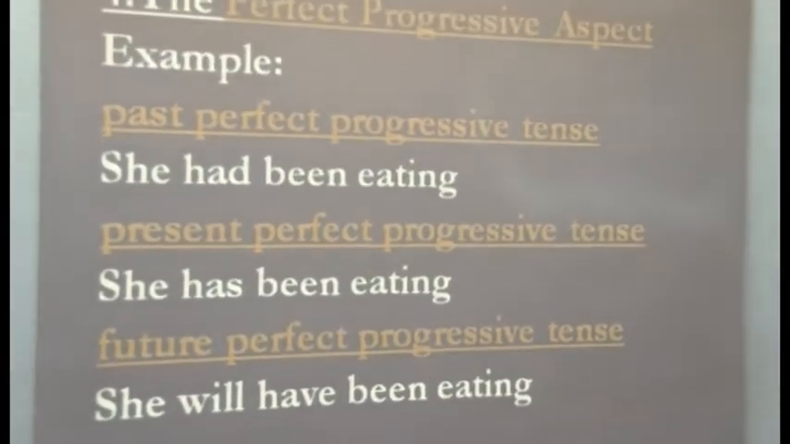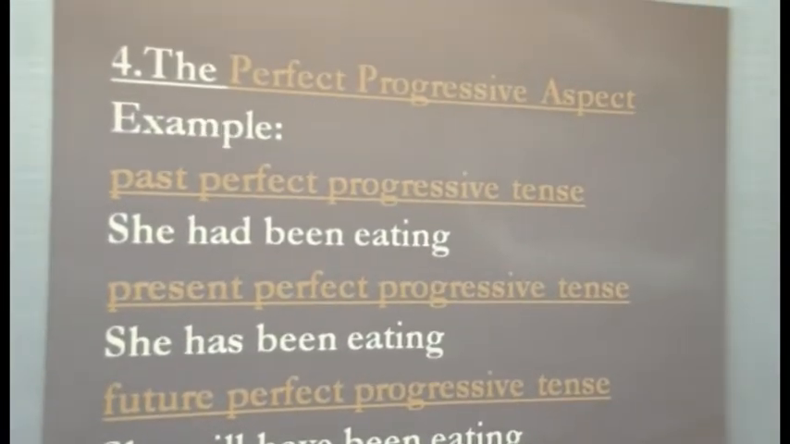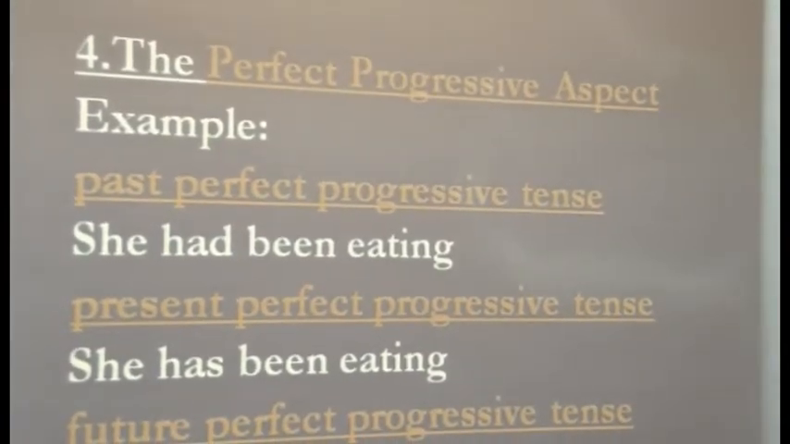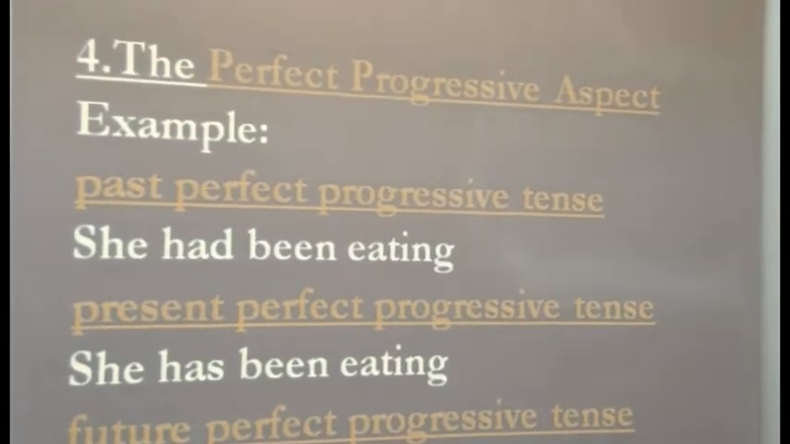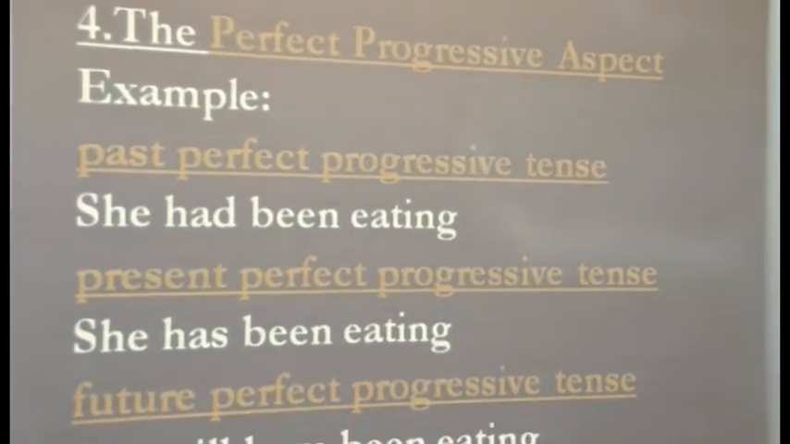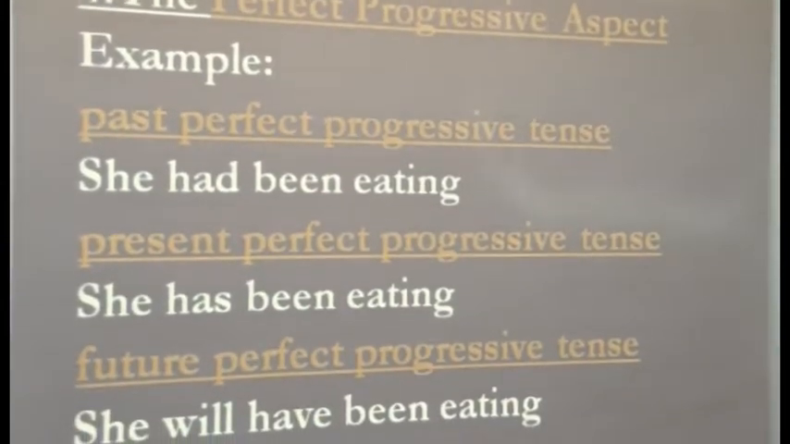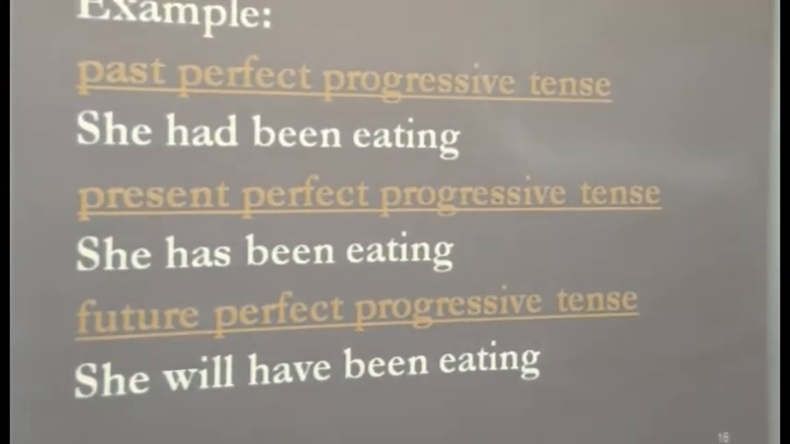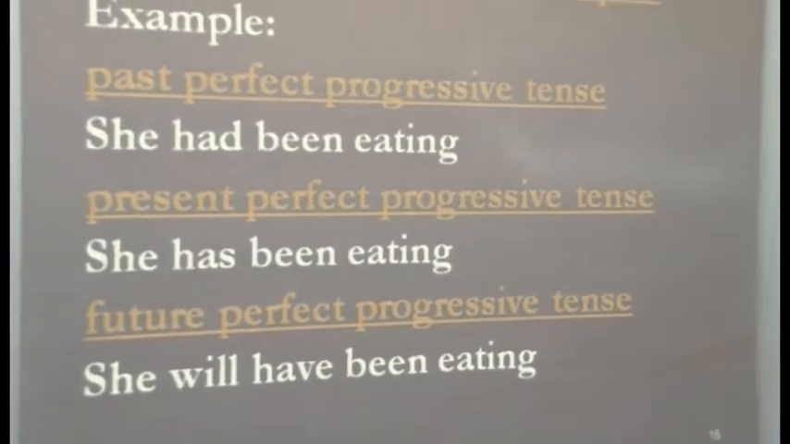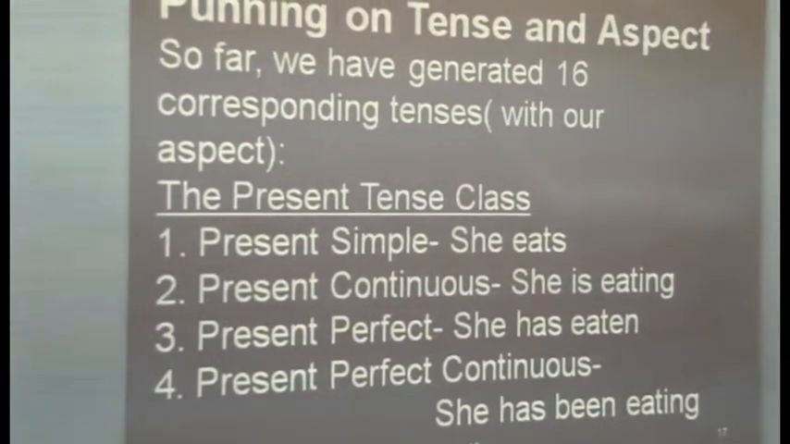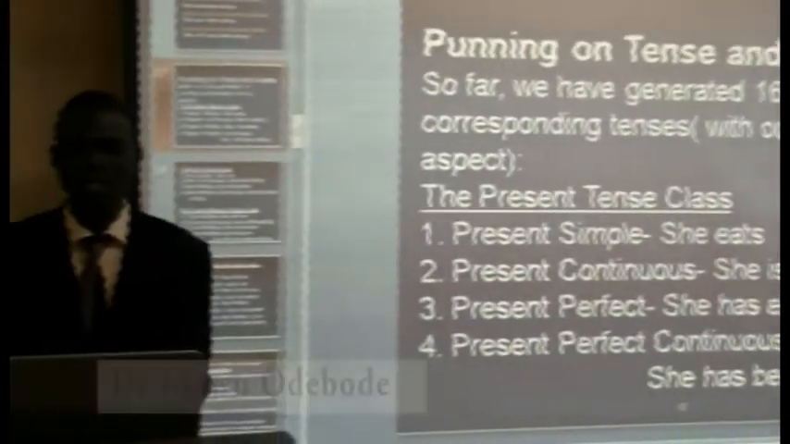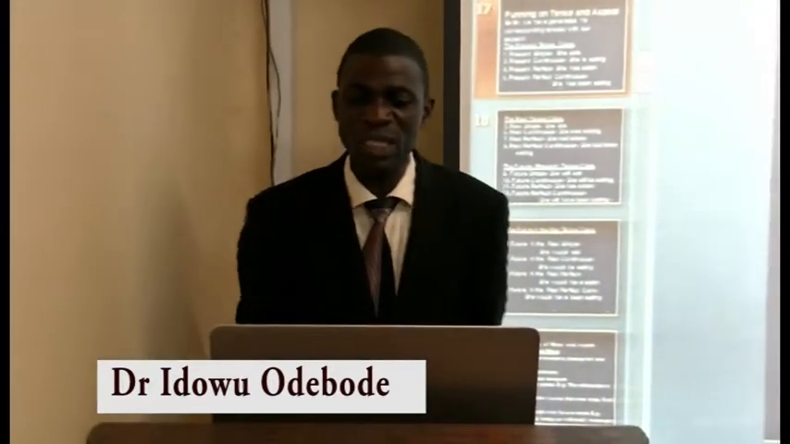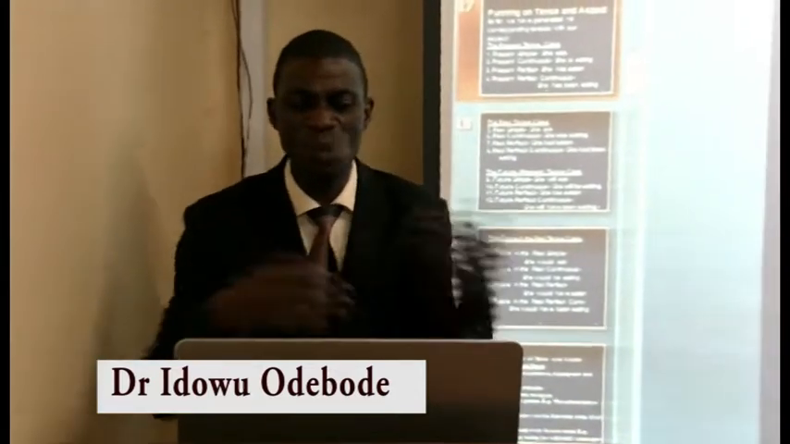And then the fourth one, the perfect progressive aspect. Here I also put about four examples. Then the first example, past perfect progressive tense, she had been eating. Present perfect progressive tense, she has been eating. Future perfect progressive tense, she will have been eating. So far, we have generated 16 corresponding tenses with our aspect. And therefore, we may be able to parse tense and aspect in 16 corresponding ways as follows.